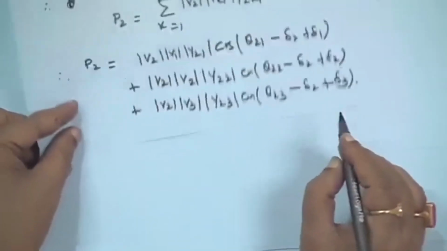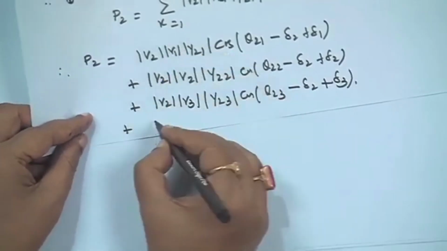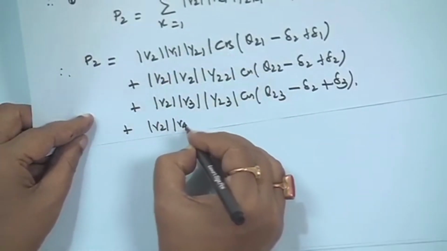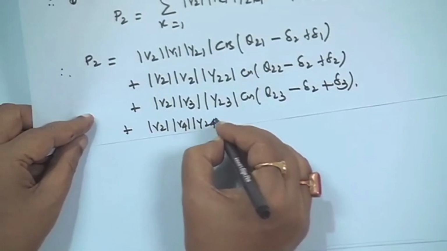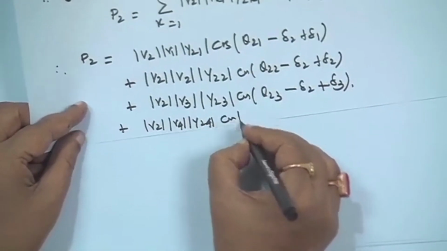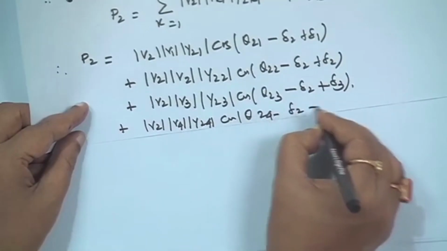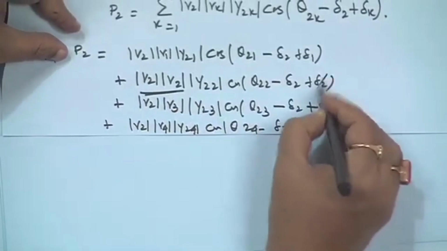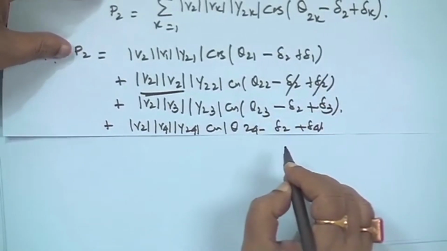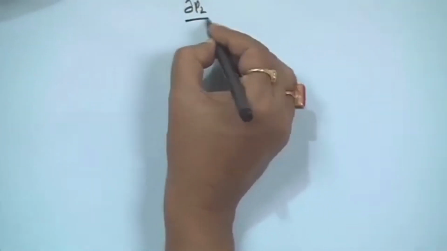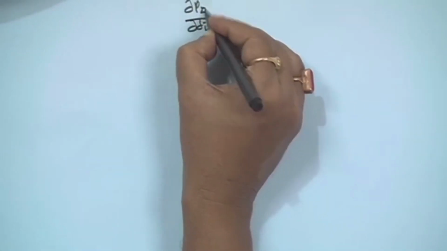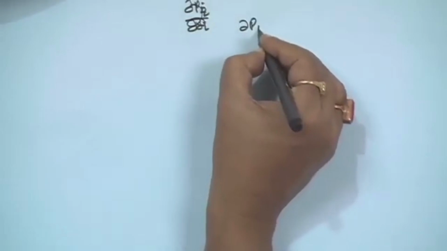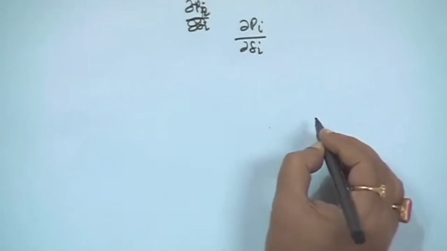This is the third, and we have taken one more, 4. So plus, when k is equal to 4, V2, then V4, then y24, then cosine theta 24 minus delta 2 plus delta 4. This is the fourth term we have taken, but this is actually V2 square, so this delta 2 will be cancelled. Now, if you take the derivative, say we are taking the derivative in general, delta Pi upon delta delta i.